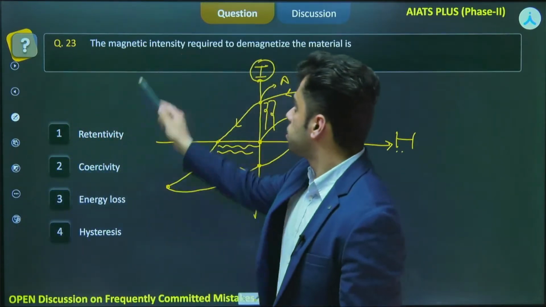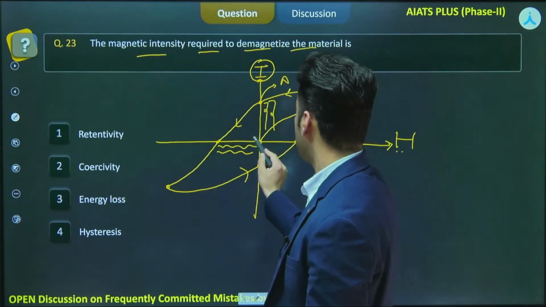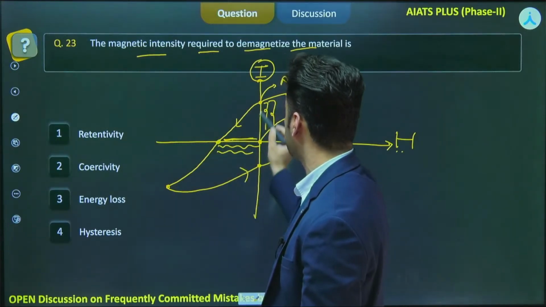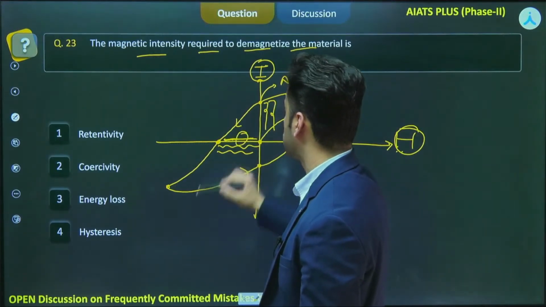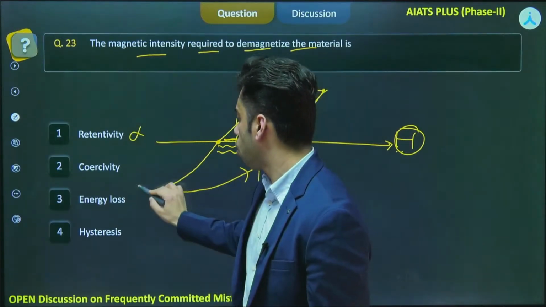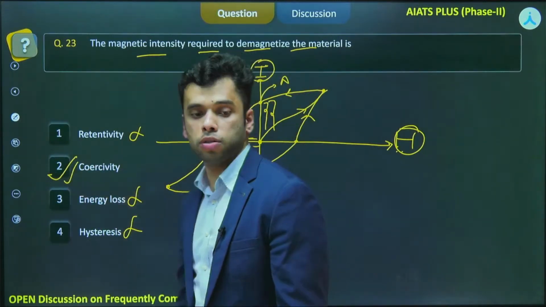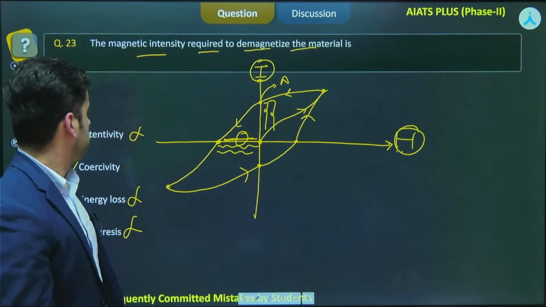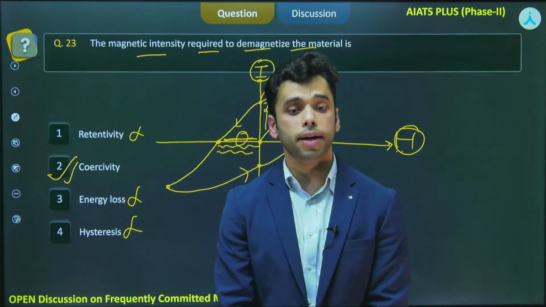Now have a look at the problem. It says that the magnetic intensity required to demagnetize the material is... So he is asking the magnetic intensity required to demagnetize the material. That means at what value of H I becomes 0. This is known as coercivity. So not retentivity, not energy loss, not hysteresis. Coercivity is the correct answer to this problem. I hope you are clear with this. Coercivity is the correct answer to this problem, right?